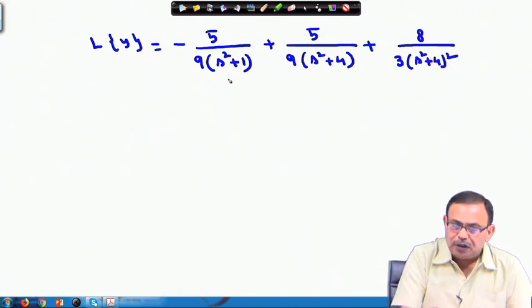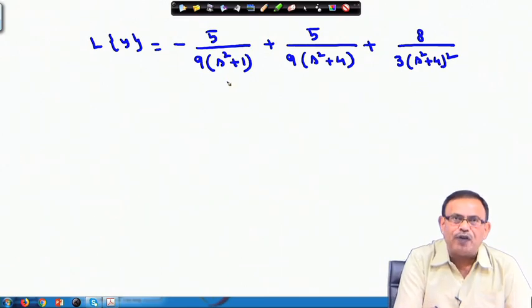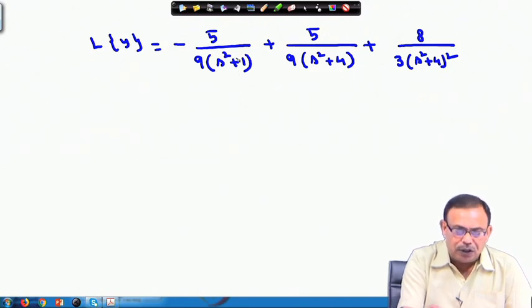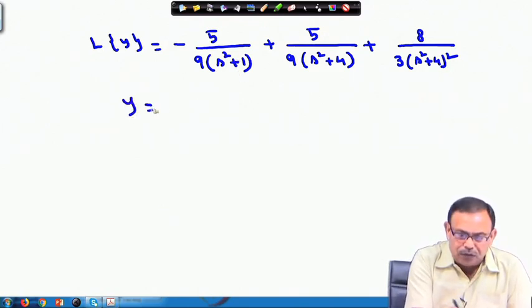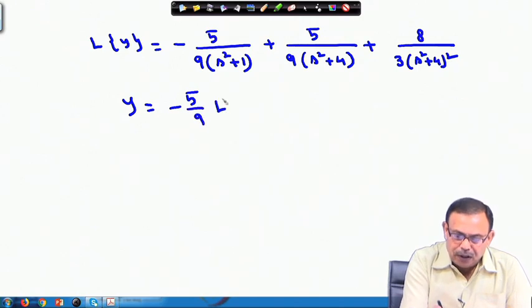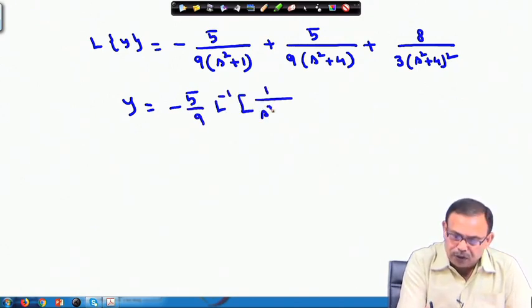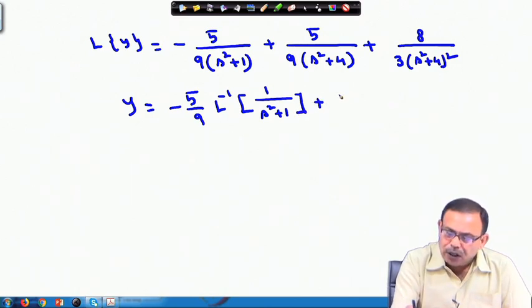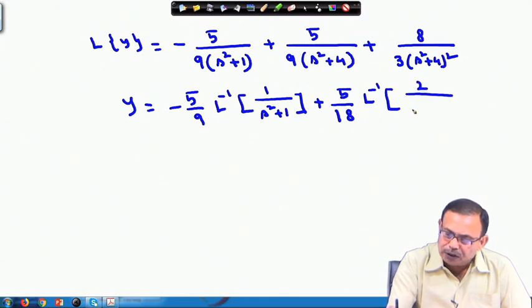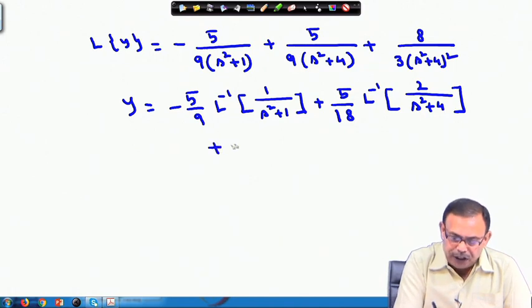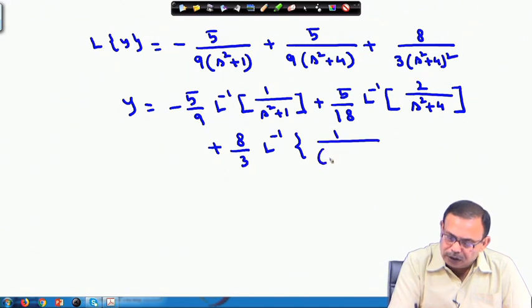So, once I am getting these individual 3 terms with only one factor in the denominator, and whose inverse Laplace transform is known to me, now I can write down y equals minus 5 by 9 Laplace inverse of 1 by s square plus 1, plus 5 by 18 Laplace inverse of 2 by s square plus 4, and plus 8 by 3 Laplace inverse of 1 by (s square plus 4) whole square.